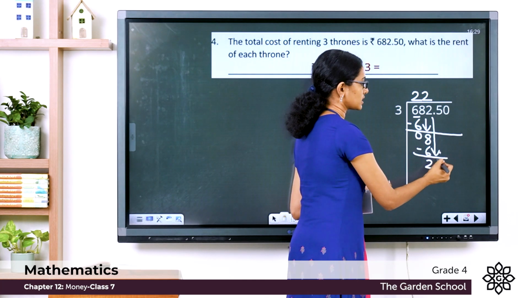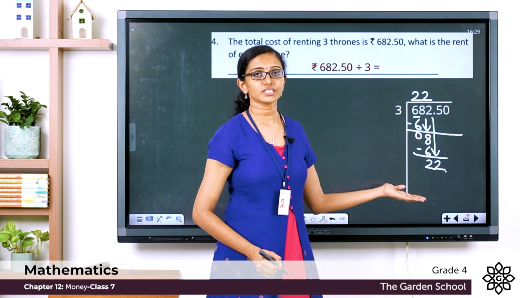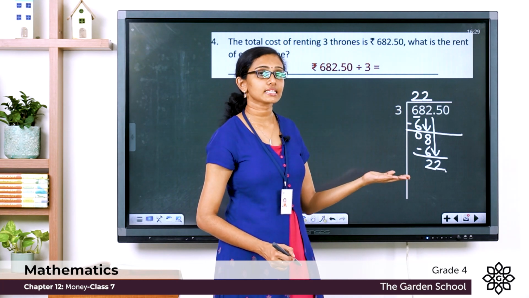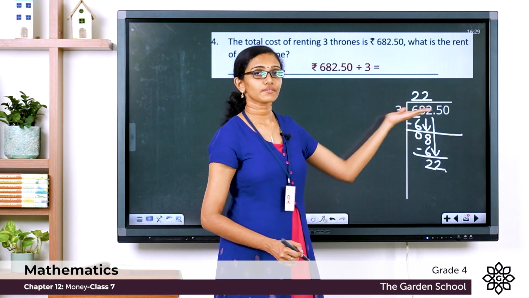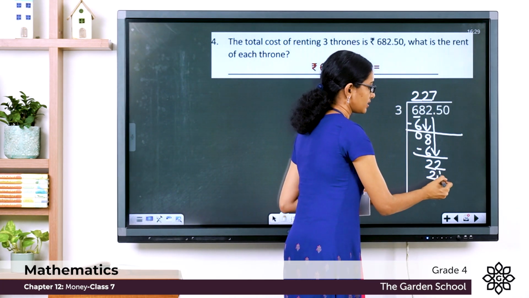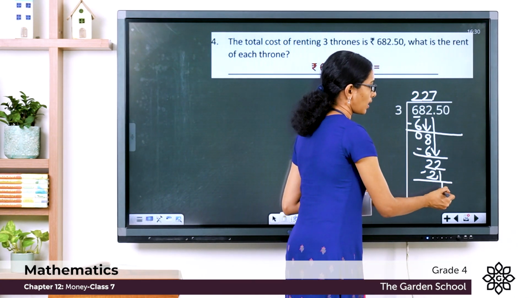Bringing down the next digit, we have 22 now. 22 divided by 3. Just recite the table of 3 and you get 3 7's are 21. So let's write 7 here and write 21 here. Now subtracting the numbers, we have 1 here.